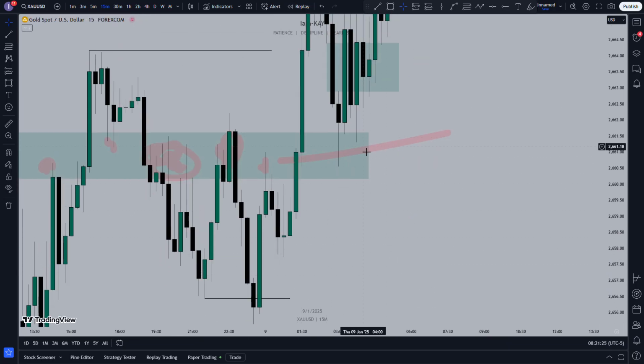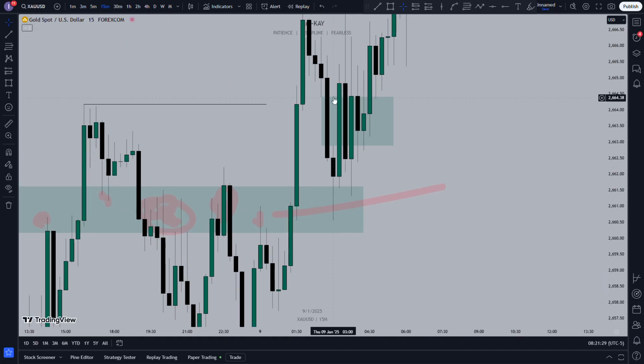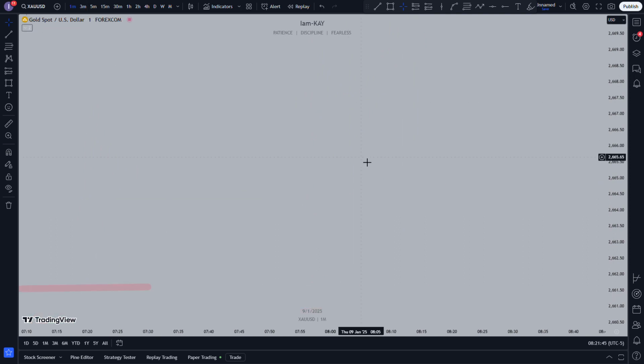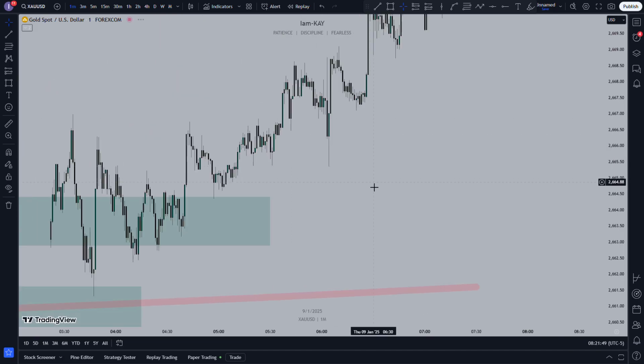So we are expecting for price to close above this area, and then after price closes above that area, we're going to look for an entry to the upside, or we're going to wait for a market structure shift in the lower time frame. So let's go down to the 1 minute time frame, because from the 4 hours time frame to the 15 minutes time frame to the 1 minute time frame as well.